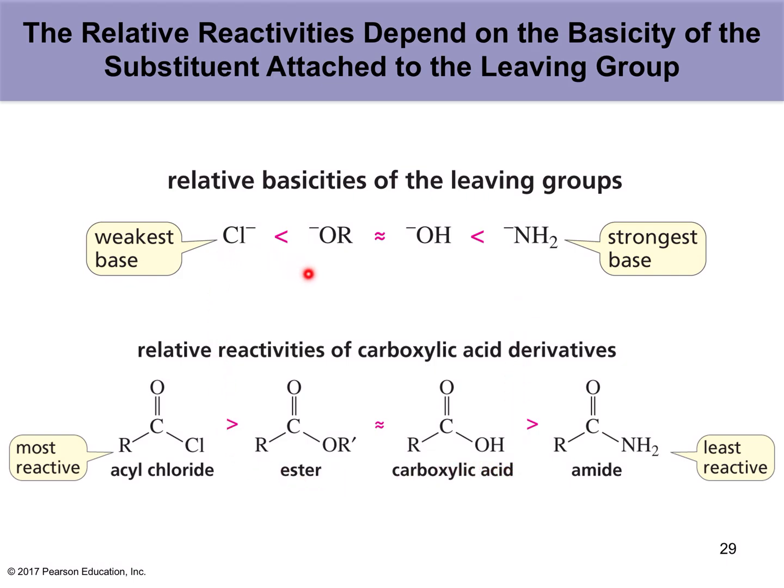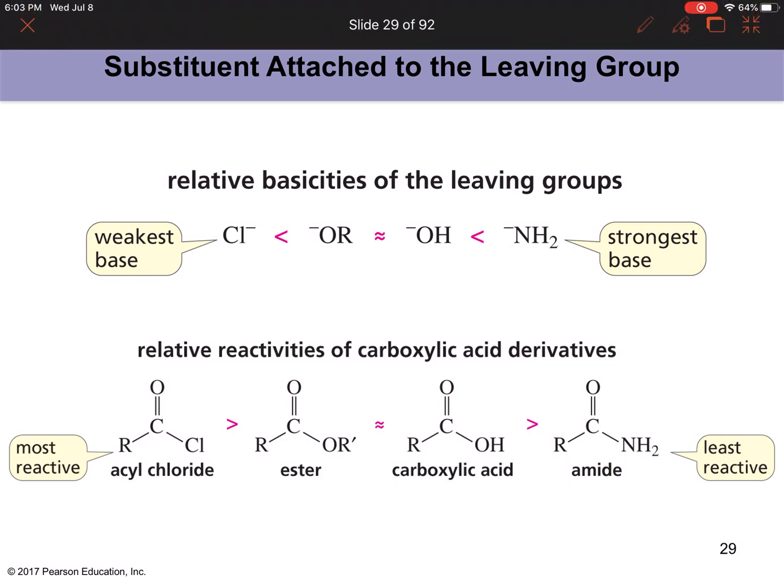So if you put these in our carboxylic acid derivatives, acyl chloride would be the most reactive, then the ester, then the carboxylic acid, and then the amide. We'll stop here and then we'll start again in the next session.